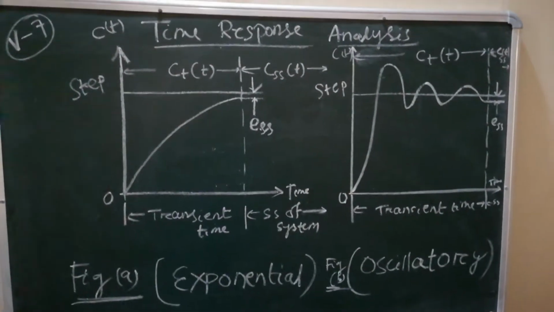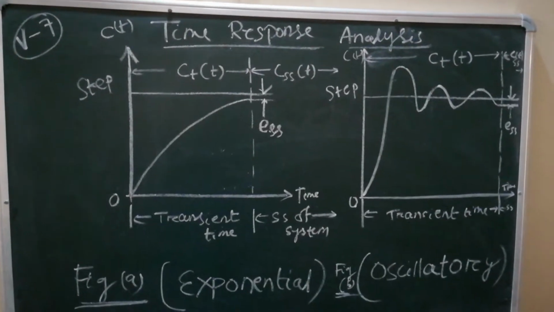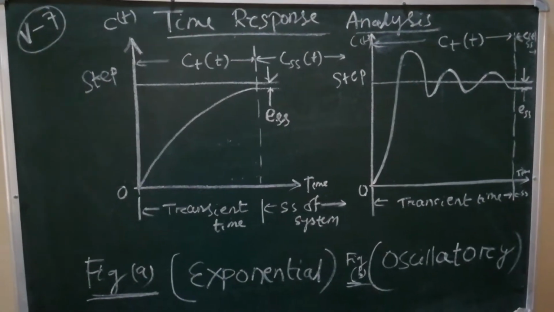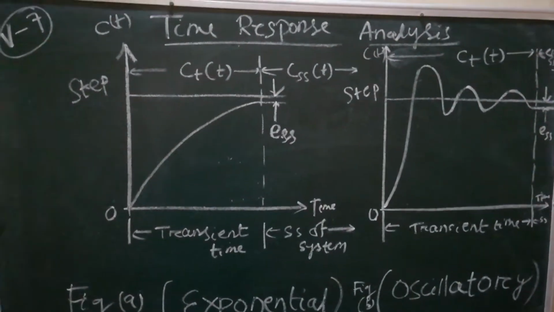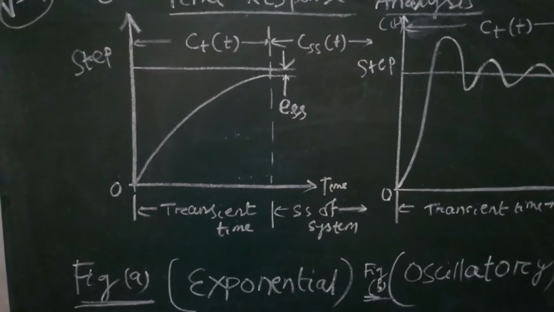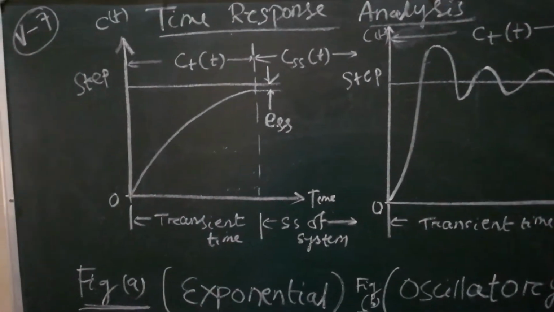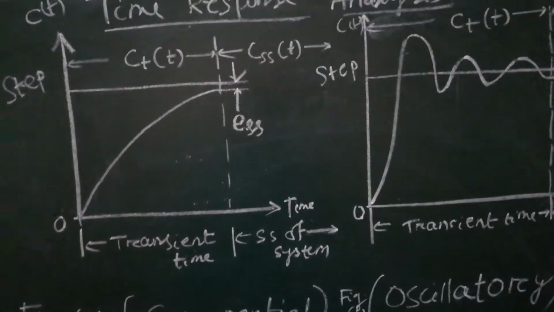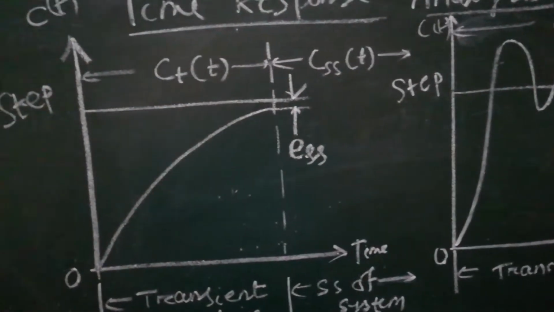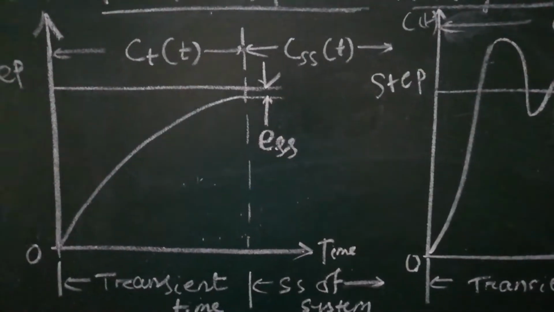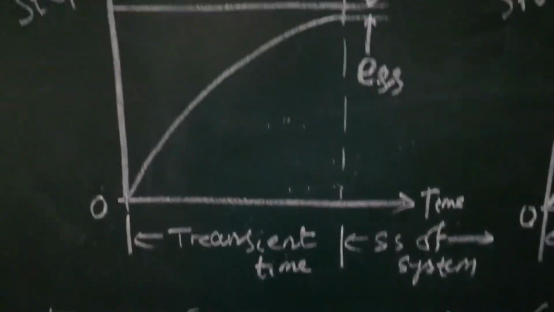analysis. We will analyze the time response in two types of figures, as we have discussed earlier that the output response can be of exponential nature and it can be of oscillatory nature. So I have taken these two natures of responses. Fine. So here in figure A, this is exponential in nature.